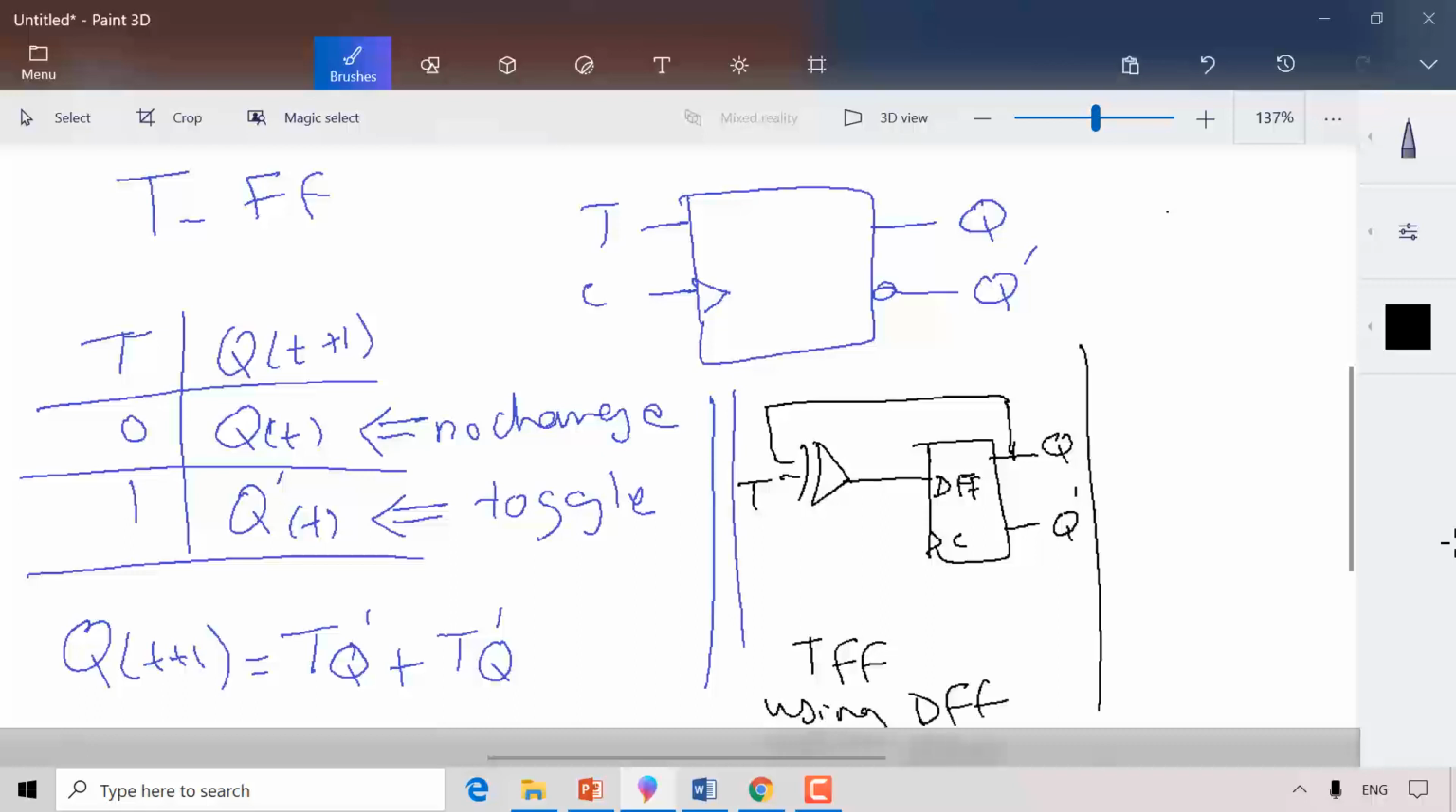I can implement a T flip-flop using a JK flip-flop by shorting the J and the K. So here's J, K, and the clock here. I short the K and the J and connect them to the T input, and here are Q and Q prime.